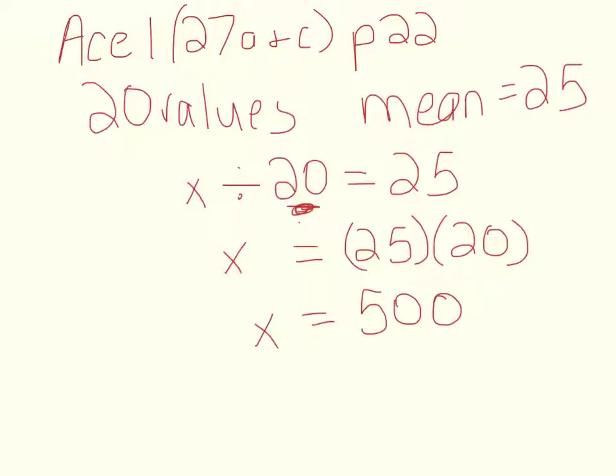So when we multiply by 20, we get rid of this 20, and we're just left with the x. But then we have to multiply 20 on this side as well. 25 times 20, and so the answer for x is 500. That means we need to have 20 values, and when we add them all up, the total is going to be 500. Let me give you an example of what that looks like.